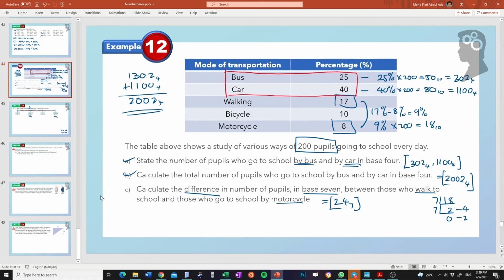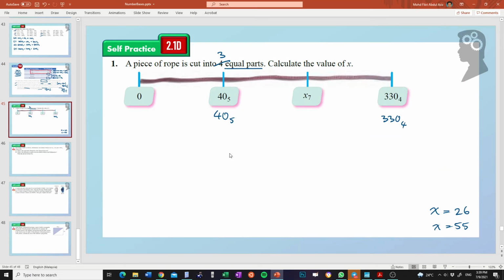Ada dua cara nak selesaikan masalah ni. Satu, disebabkan dia kata equal parts, maknanya panjang dia semuanya sama. Okay. Let me delete this. Panjang semuanya sama. So I can do this. I can approach this in one of these 2 ways.